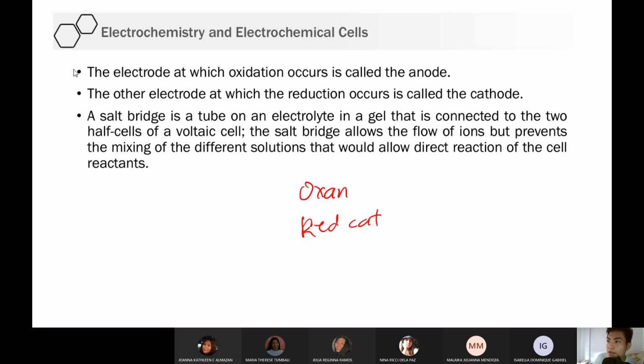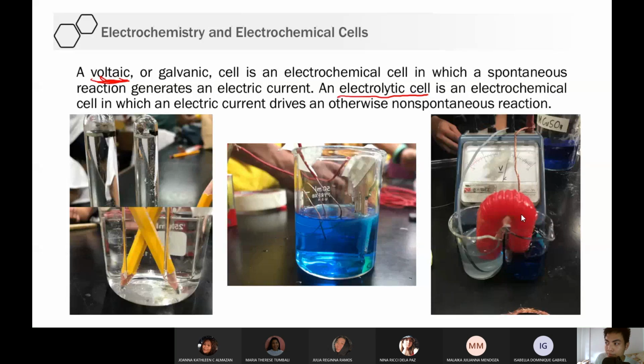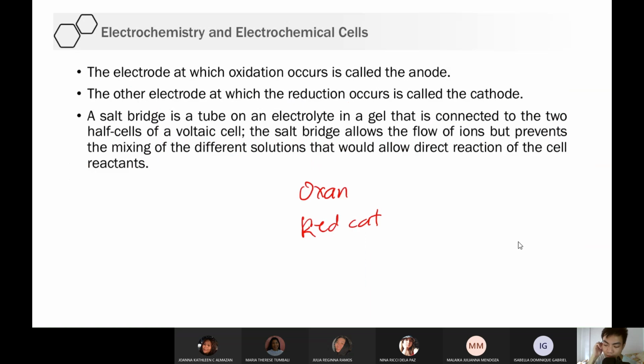Anyway, so a salt bridge, ito yung sinasabi ko kanina, in order to make the voltaic cell work, you have to add a salt bridge. And what's the purpose of that? Just to maintain the neutrality of ions. So it maintains the neutrality of ions.